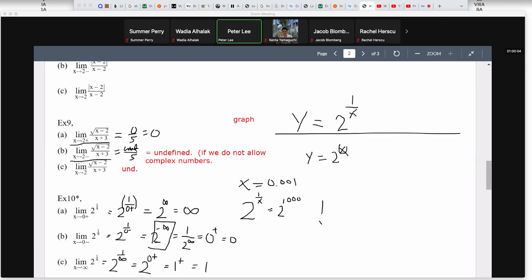Now, all of these in example 10 are covered in this course. The graphs are not covered. That's like Calc 2. But the algebra aspect of this, none of them are indeterminate forms, and therefore they are covered in this class.